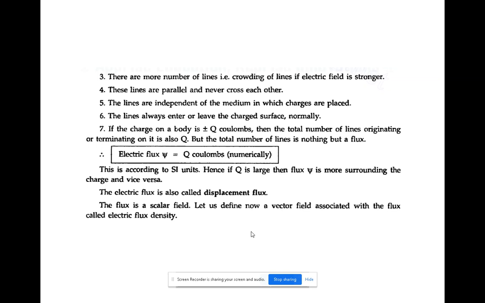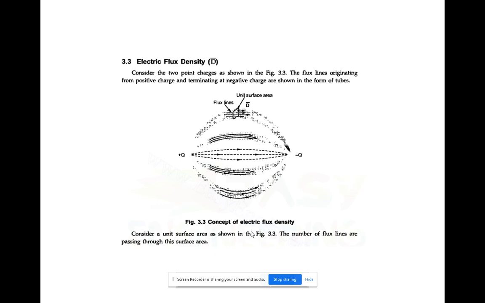Now we are going to determine the flux in the vector field. That will be called the electric flux density. In vector quantity, we determine the electric flux as the electric flux density. So now consider two point charges, plus Q and minus Q, as given in the diagram. The flux lines originate from the positive charge plus Q and terminate at the negative charge minus Q. See the diagram.